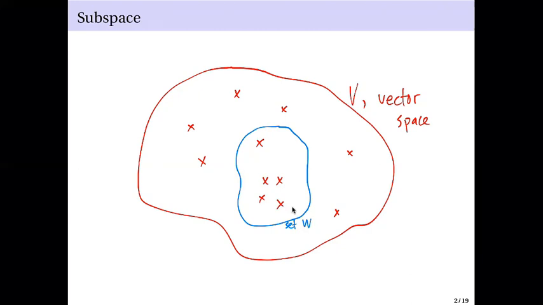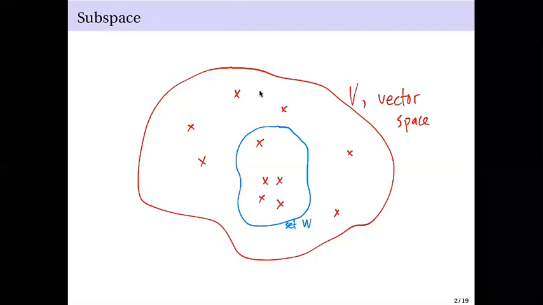Is it possible that we get a collection of vectors in the vector space, and that collection becomes a vector space in itself? Or is it possible that the set is not a vector space? We want to answer those questions. So what is a subspace? A subspace is actually a vector space inside the original vector space.